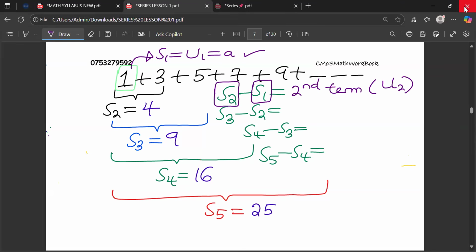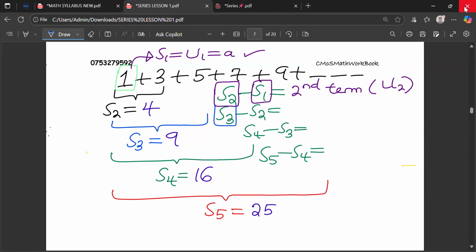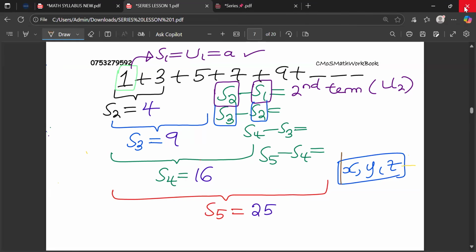That is obvious. Now, what if you get the sum of the first three terms, then remove the sum of the first two? Like your first three terms are x, y, and z. You have the sum of all these, then you remove the sum of the first two. Do you see that you remain with the third? Are people getting it? So here you get the third term, which is U3.